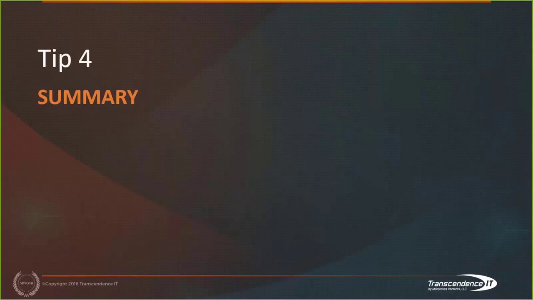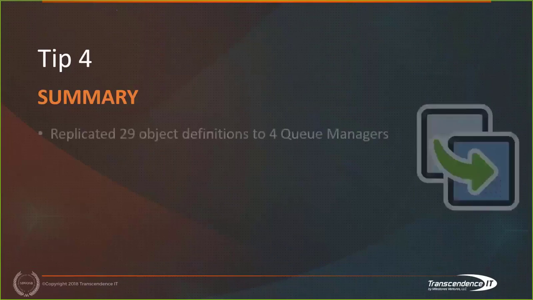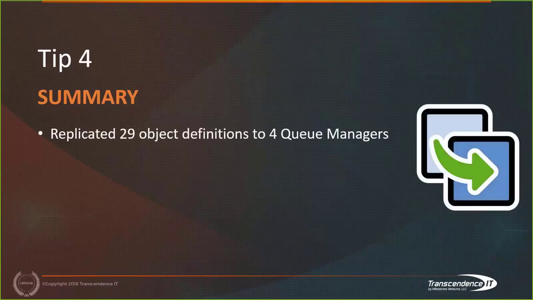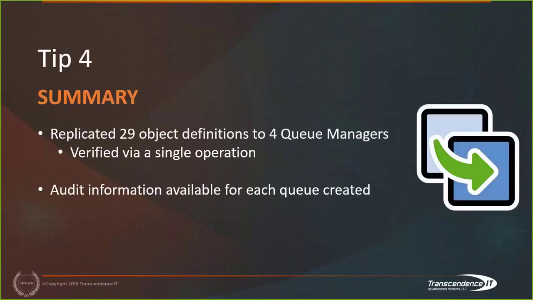In this tip, we saw Betty, an inexperienced administrator with limited IBM MQ skills, quickly create 116 queue definitions. There were 29 queue definitions that were propagated to 4 different queue managers through the import-export feature of the BMC Middleware Management, BMM. Through the user console of BMM, she was quickly able to verify the results on all 4 queue managers. This included accessing the audit information captured for each queue created on each queue manager.